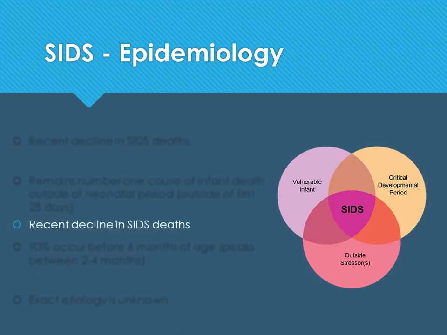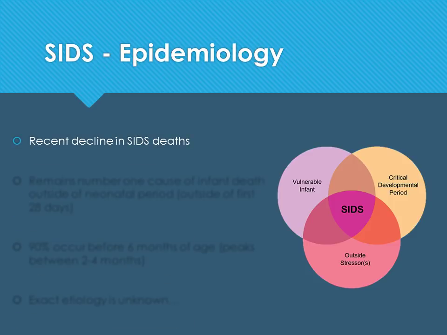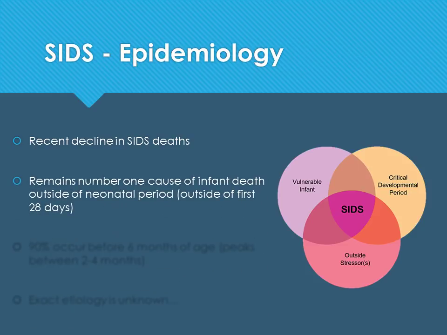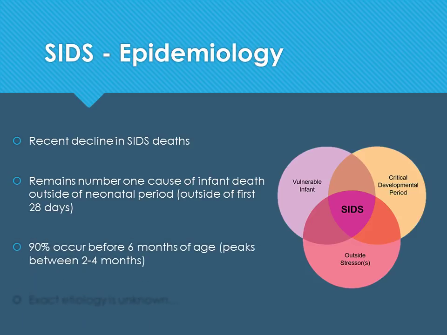The epidemiology. We've seen a recent decline in SIDS deaths. Part of that is largely attributed to the Back to Sleep campaign, putting newborns and infants on their backs to go to sleep. It remains the number one cause of infant death outside of the neonatal period. Remember that a neonate or a newborn is the first 28 days of life. 90% occur before 6 months of age, and this peaks between 2 to 4 months of age.